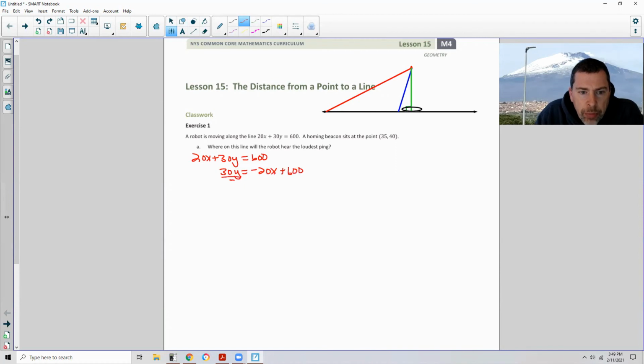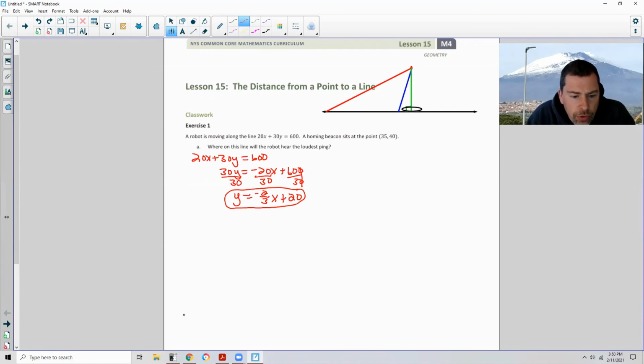And then if I divide every term by 30, the 30s cancel and I get y equals negative 2/3 x, there's my slope, plus 600 divided by 30, which is 20. So this is the slope-intercept form of this equation.